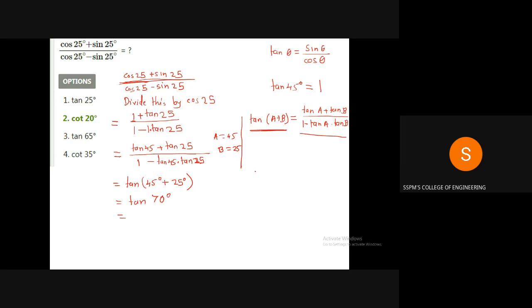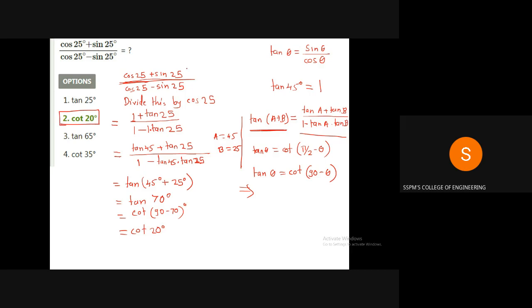But we know that tan theta is equal to cot of 90 minus theta. Or if it is to be written in radian, tan theta is equal to cot of pi by 2 minus theta. So if we use this, we can write cot of 90 minus 70 degrees, which is equal to cot of 20. So this is the correct option.